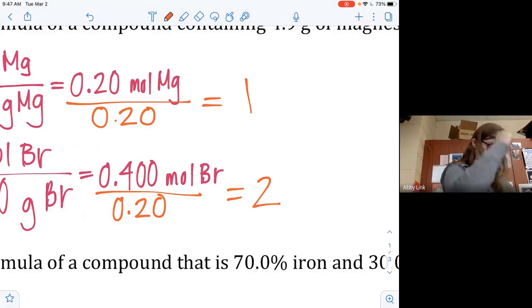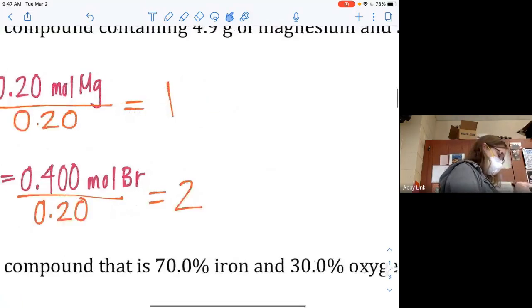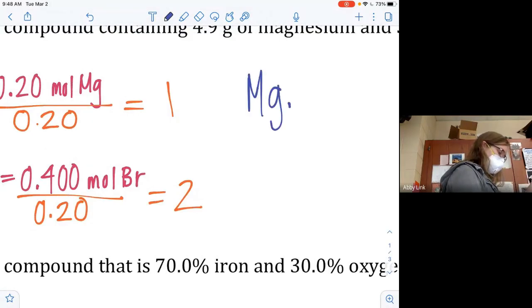So now I'm looking at step 3a. It says if all the numbers are whole numbers or really close, that is how many atoms there are in the formula. So what this tells me is that I can now write my formula, and my formula will be Mg1 Br2.